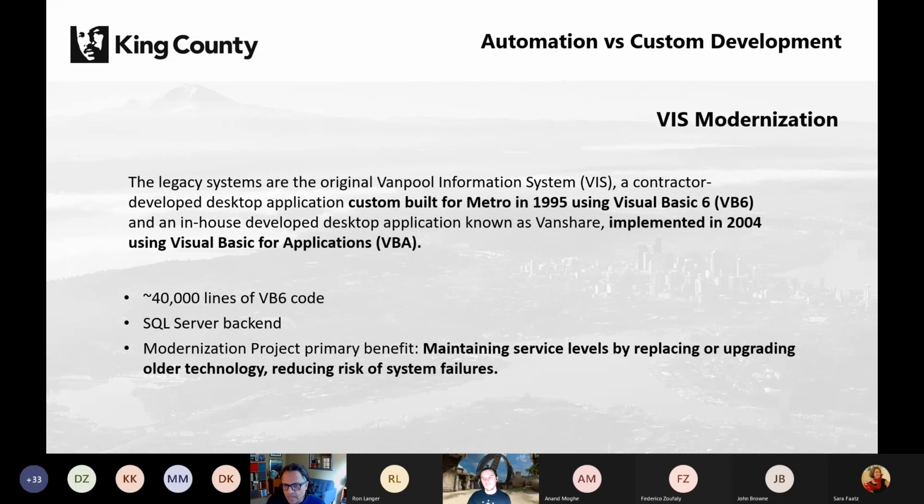They liked the way it worked. They knew how it worked. It met their needs, but the technology fit wasn't there, and it introduced a lot of risk. It was tremendously expensive for us to support. So about 40,000 lines of VB6 code. It had a SQL Server backend, but at one time had been a Microsoft Access backend that had been migrated to SQL Server. So we spun up a modernization project, right, in partnership with the business. The primary benefit identified is maintaining level of service by replacing or upgrading older technology. This obviously fits that criteria, right? And reducing the risk of technical debt, essentially.